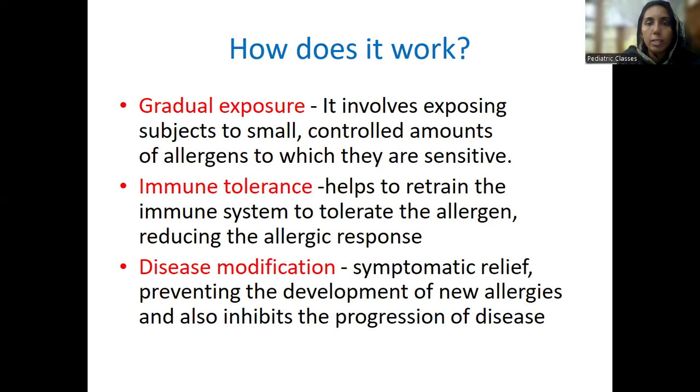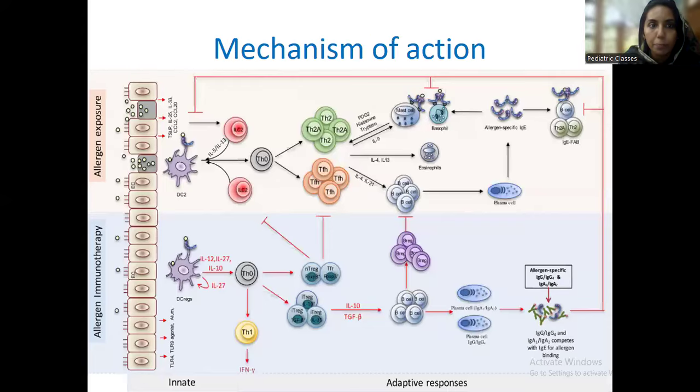So what happens there? There is a gradual exposure to increasing amounts of allergens. Then he develops immune tolerance, which helps to tolerate the allergen, thereby reducing the allergic response. Immunotherapy also helps in disease modification, which causes symptomatic relief. It prevents the development of new allergies and also inhibits the progression of disease. So this is the mechanism of action.